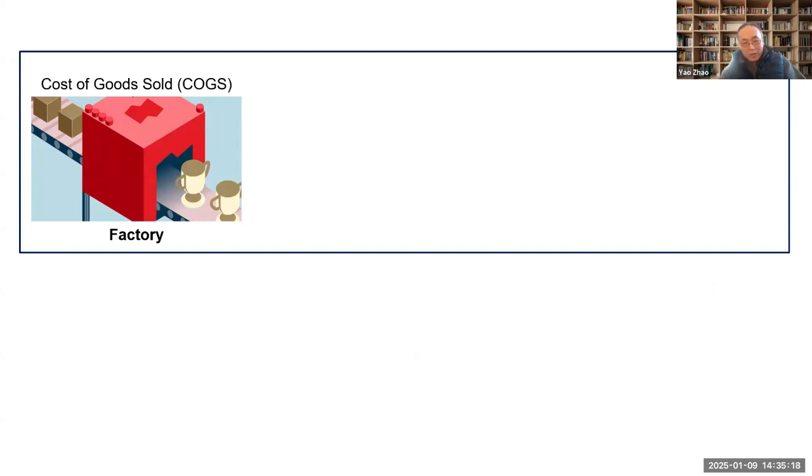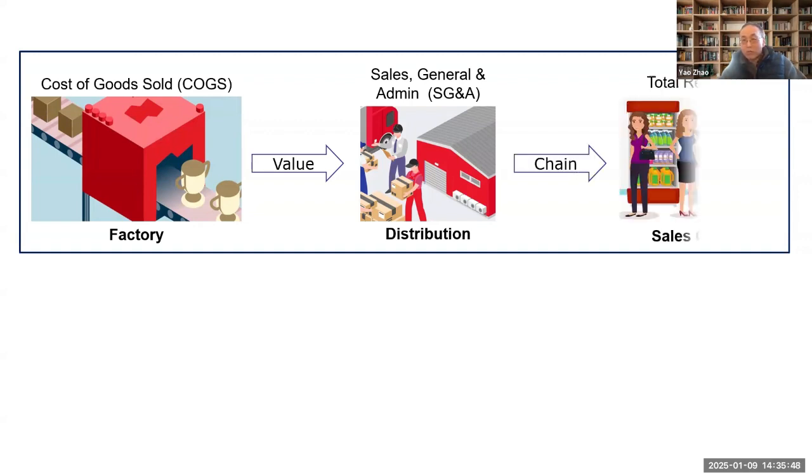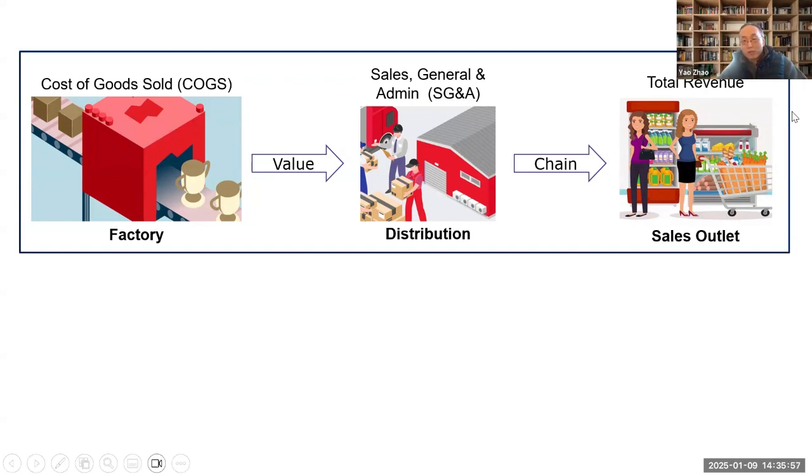The value chain actually has three stages. From the factory, we take the components and raw materials from suppliers to assemble them into finished products, and here we incur the cost of goods sold. The next step is distribution. We distribute finished products through a network of warehouses, for example, ultimately to our sales outlets. During distribution, we incur sales, general, and administrative expenses, before the products arrive at the sales outlet to generate revenue.